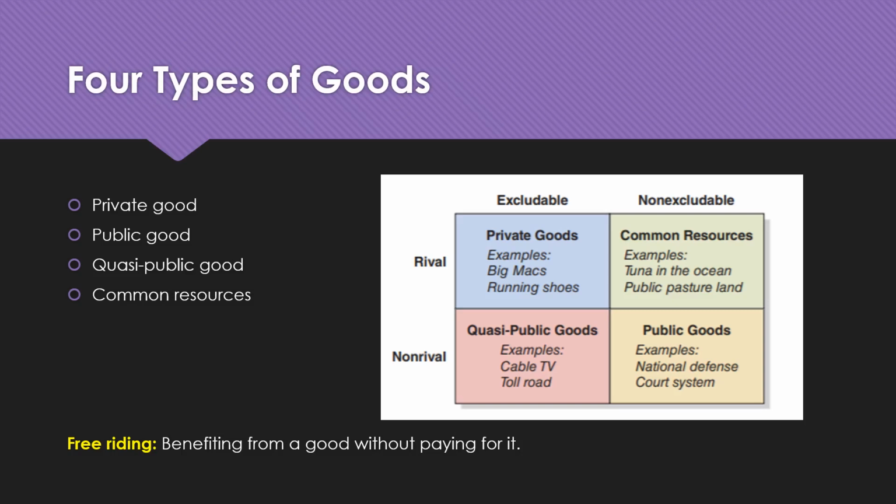Now, one of the consequences of a non-rival and non-excludable situation is the free rider effect, and that's benefiting from a good without paying for it. So if you don't pay your taxes, you still get this representation even if they don't catch you.